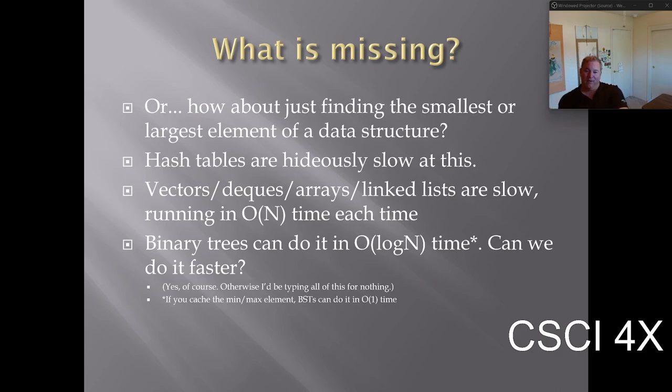Okay. So binary trees can find the maximum element in order log n time, right? To find the biggest element in the tree, go to the right, go to the right, go to the right, go to the right, go to the right. Whenever you hit rock bottom, that's the biggest element in the tree. Similarly, minimum element, go to the left, go to the left, go to the left, go to the left, go to the left. Log n steps later, there you go, there's the smallest element. Okay. Vectors, just iterate across the whole thing looking for the smallest element. Linked lists, decks, hash tables, you just got to go through them all.